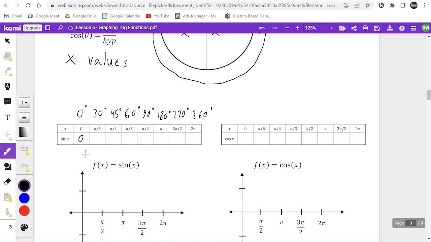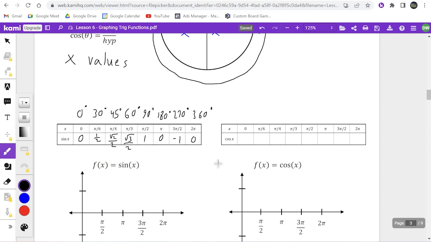Sine of 0 is 0. Pi over 6 gets you 1/2. Pi over 4 gets you root 2 over 2. Pi over 3 is root 3 over 2. That's a fun one. Sine of pi over 2 is 1. Sine of pi is 0. Sine of 3 pi over 2 is negative 1. And sine of 2 pi is back to 0.